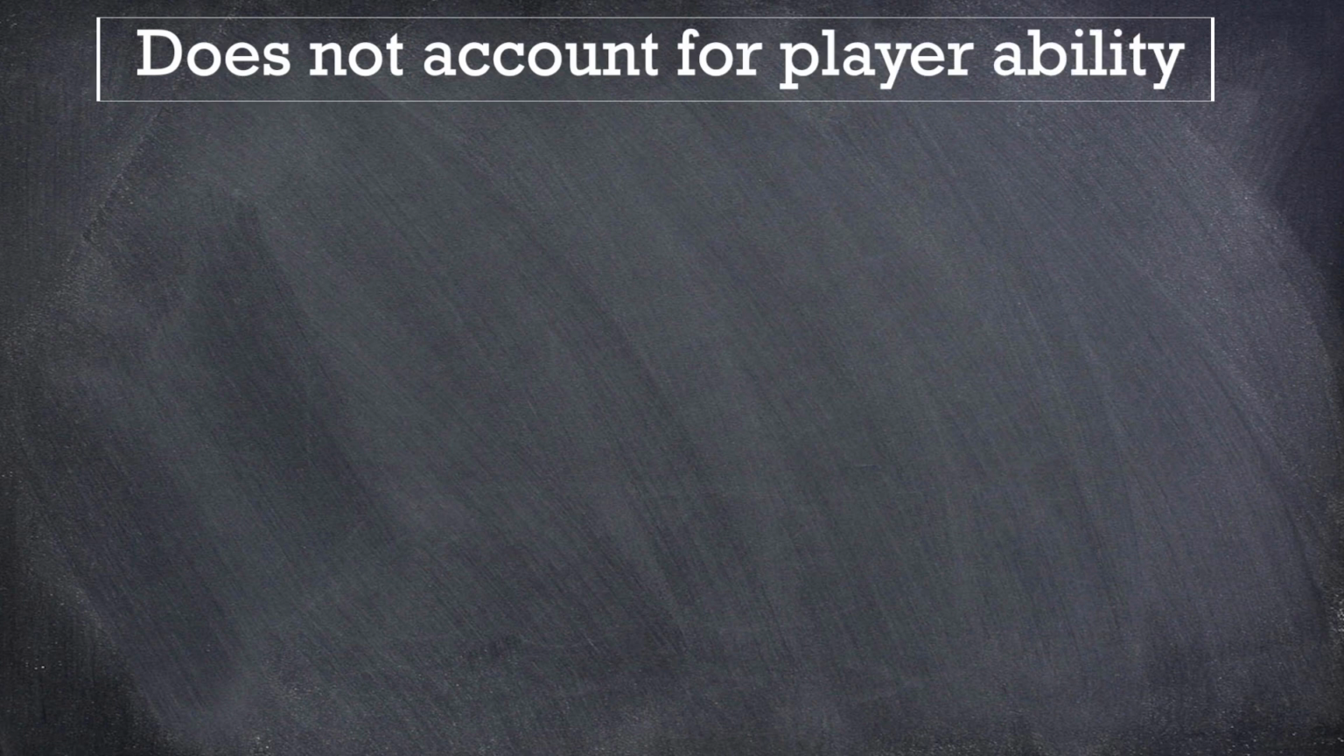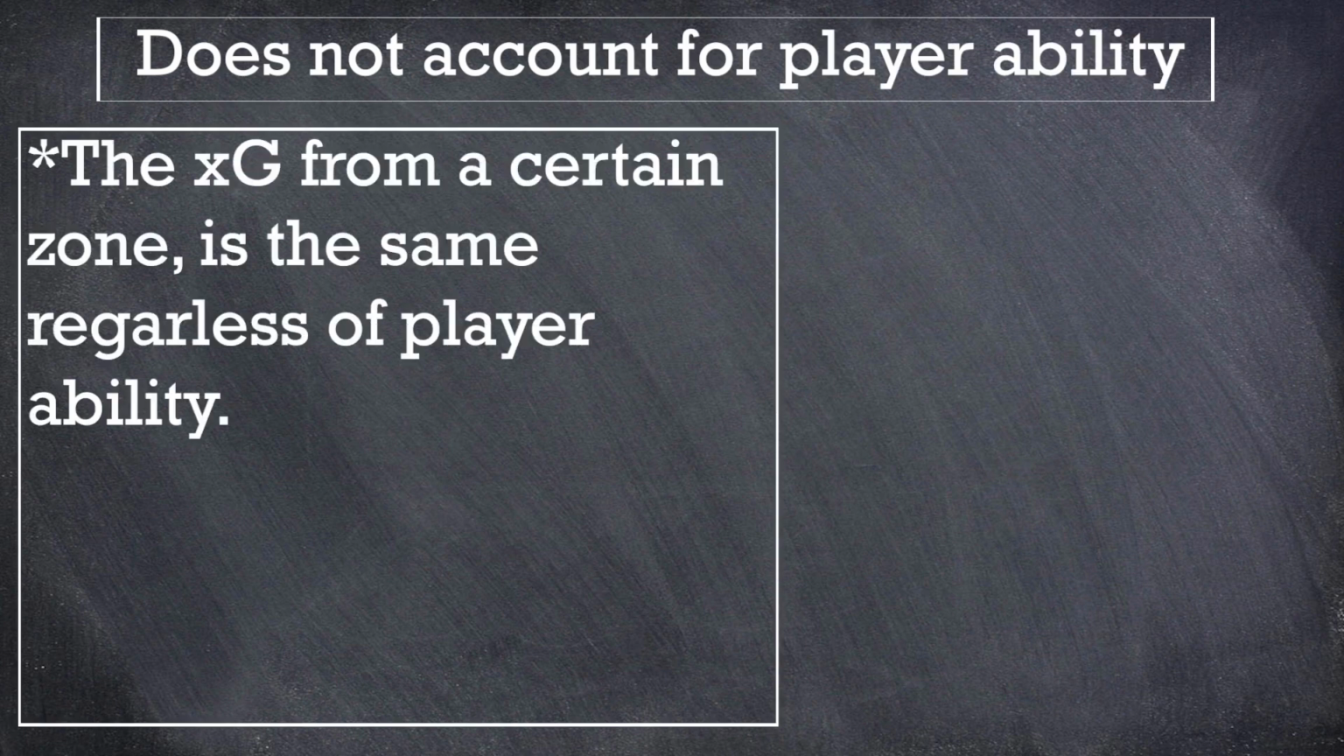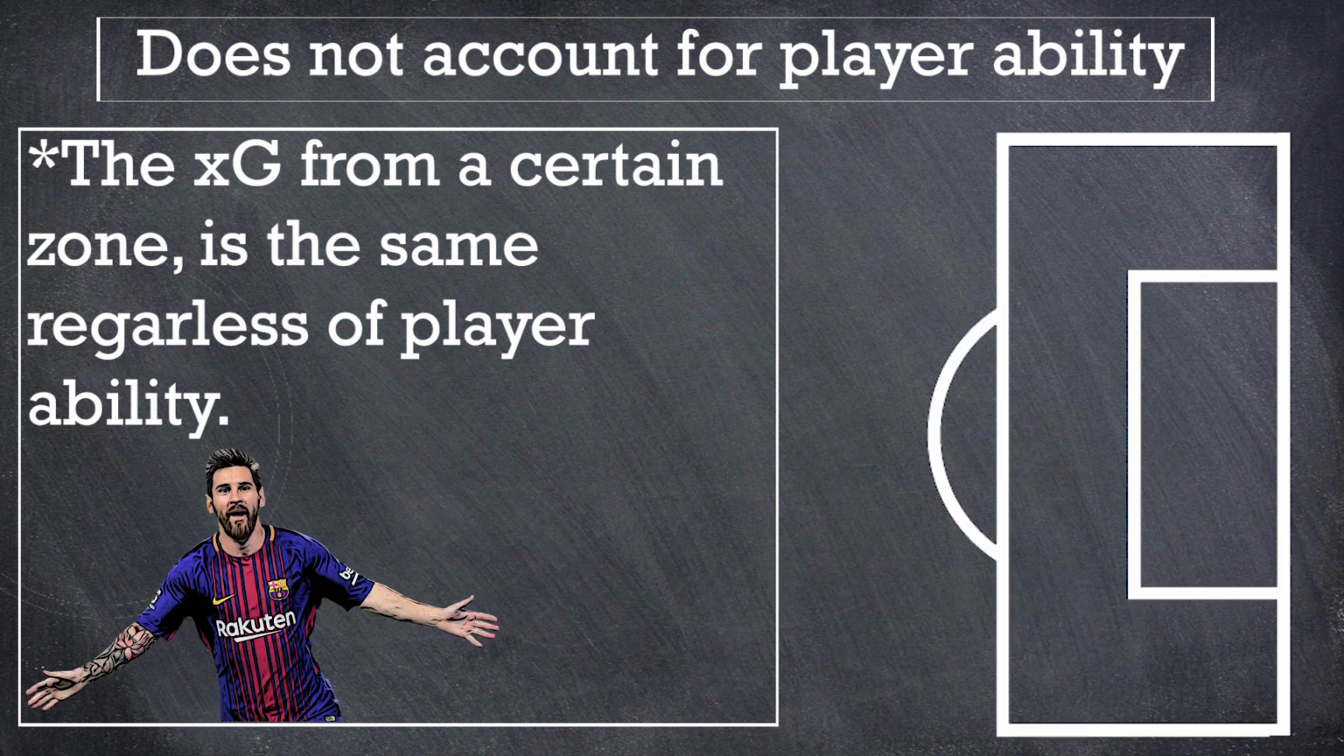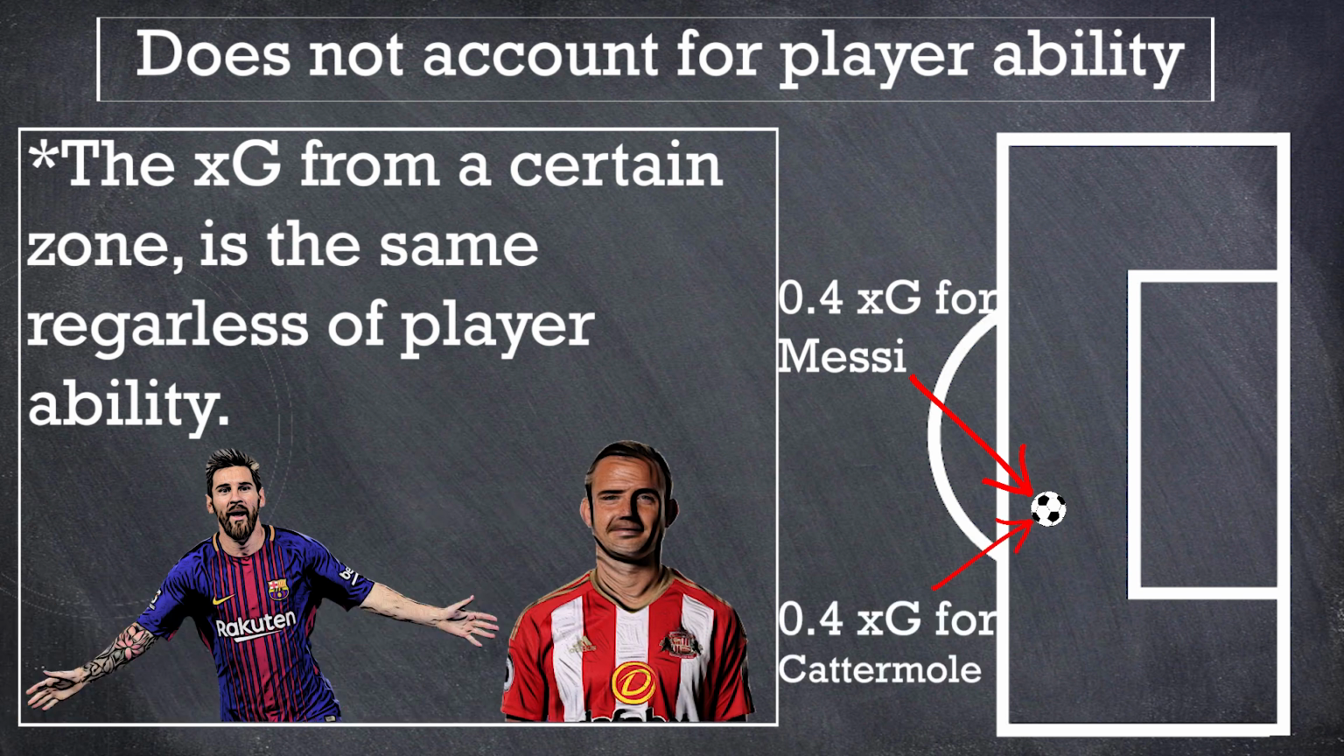Secondly, this stat does not account for the player's ability. That means, as in our prior example, if Messi was to have a shot from the inside right zone, the XG here, for example, would be 0.4. At the same time, if Lee Cattermole had a shot from there, the XG would still be the same.